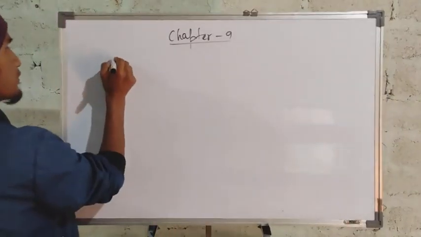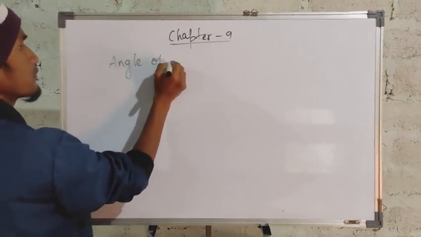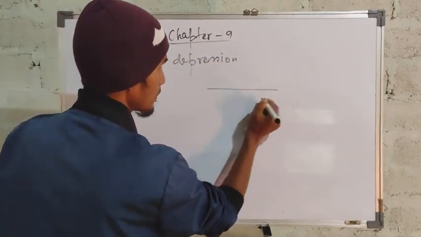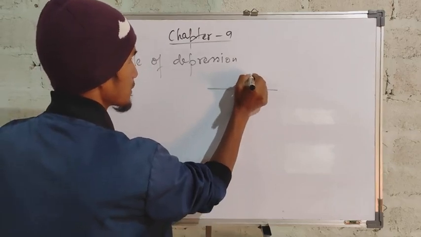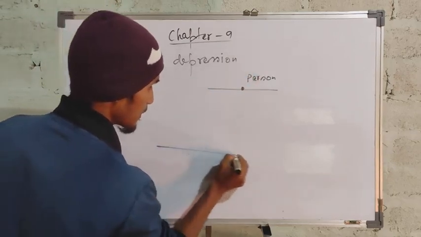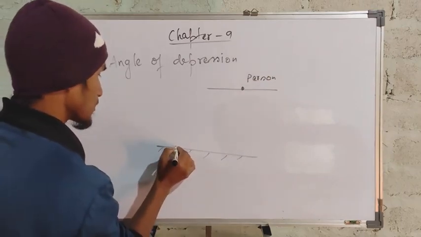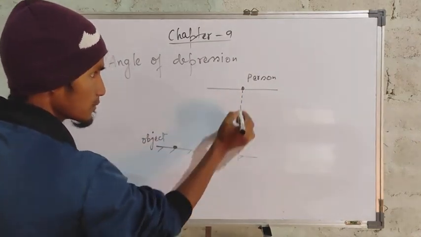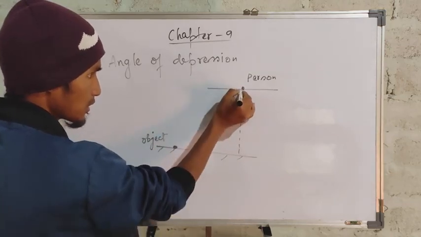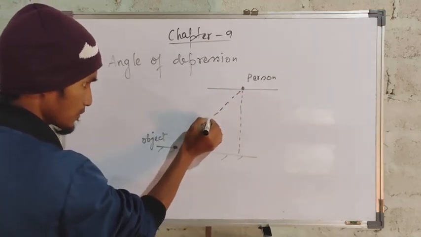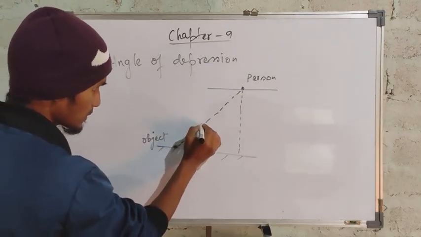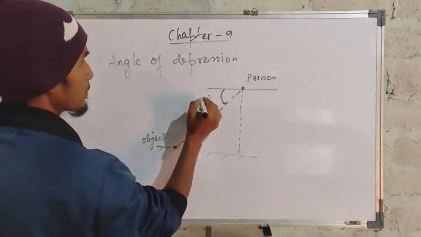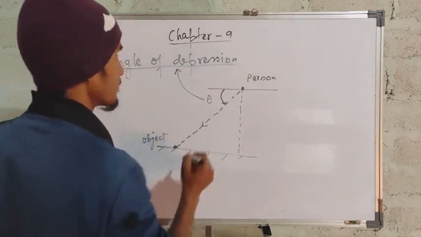Now come to the angle of depression. The angle of depression is when we look like this. There's a person standing here, this is a person. Here there's the ground, and there is one object here. He is standing upward here, then he watches this object like this. Now this angle downward will be called the angle of depression.